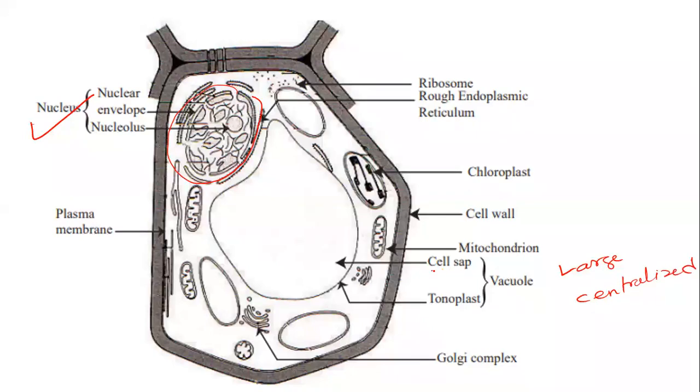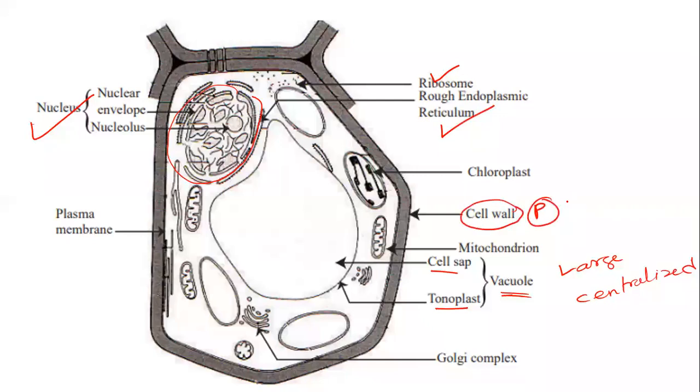Vacuole has two parts. Cell sap is inside, tonoplast is outside. So cell sap and the tonoplast together only we call it vacuole. Some students are thinking cell sap is the vacuole. No, both together. And you can see ribosomes, we know the function, we have discussed that. Rough endoplasmic reticulum. Cell wall, it is present in plant cells only.